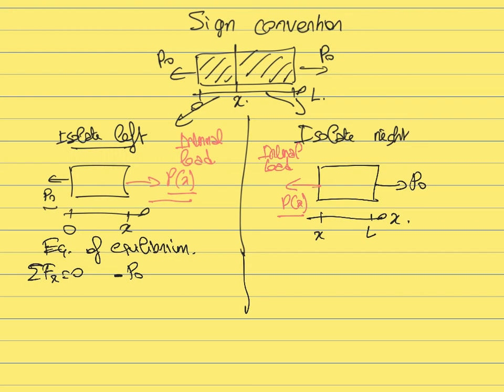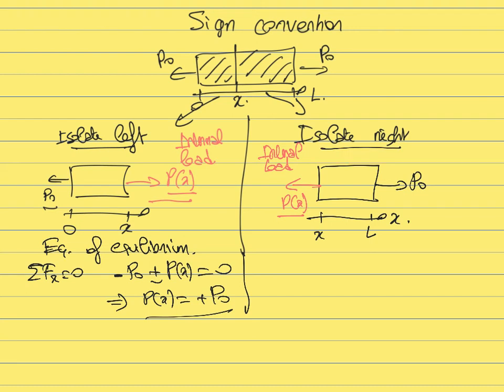In this case, the internal load is pointing towards the right, so it has a positive projection. So we find that those two forces must be balanced, and the internal load is equal to P naught. In this case, if P naught is positive, then the internal load is also positive, which is consistent with the fact that this beam is under tension. So now let's look at the case of when we isolate the right part.